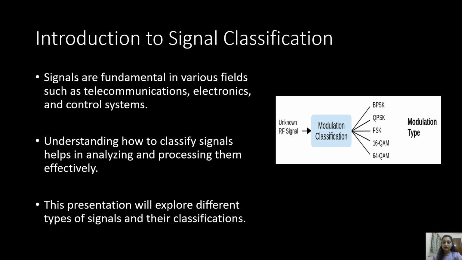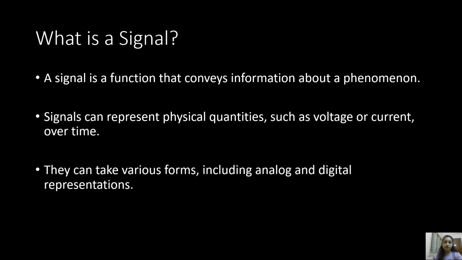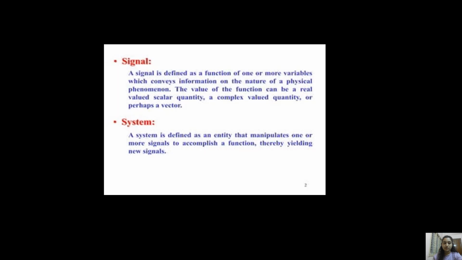This presentation will explore different types of signals and their classification. For example, in this figure, if an unknown RF signal is passed, the modulation classification will be given into 5 types: BPSK, QPSK, FSK, 16QAM and 64QAM. What is a signal? A signal is a function that conveys information about a phenomenon. Signals can represent physical quantities such as voltage or current over time. They can take various forms including analog and digital representations.